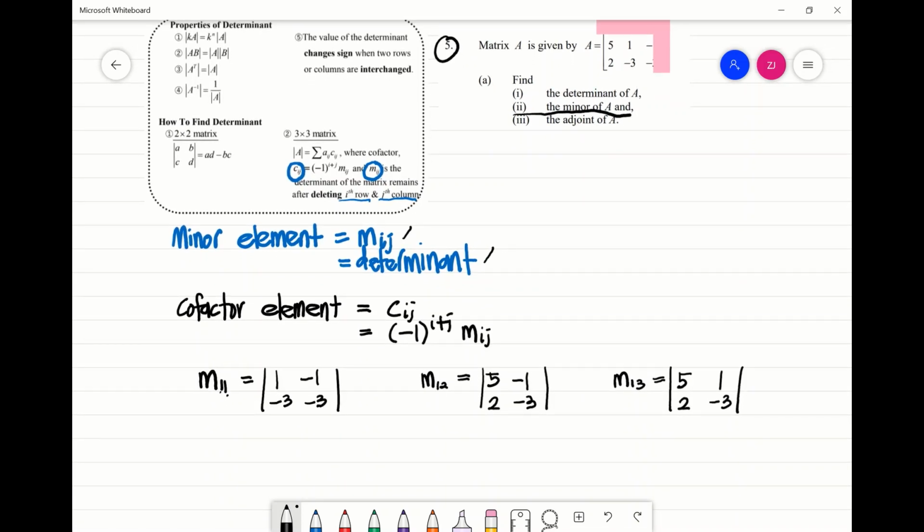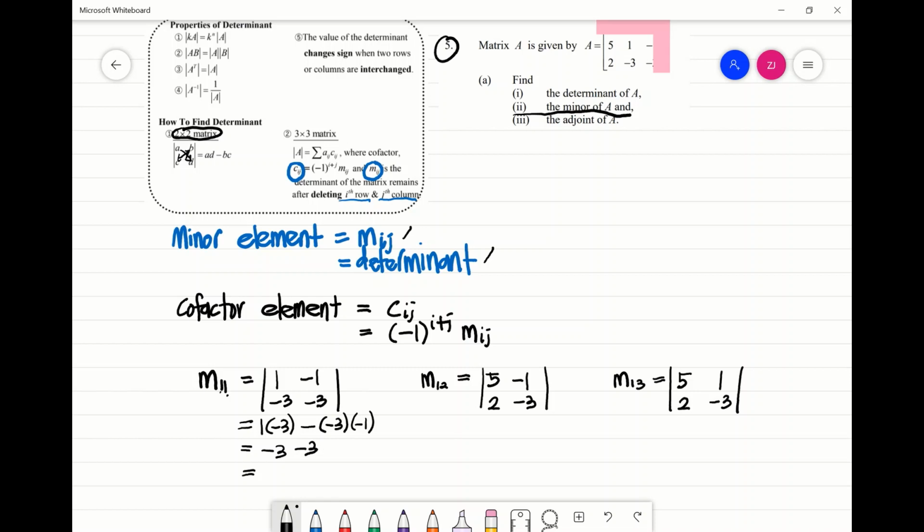Please bear in mind that the minor elements here are all determinants, so we are going to find the determinant. The determinant of a 2 by 2 matrix is the subtraction of the product of the major diagonal elements with the other diagonal. So we have A multiply D minus B multiply C. So for M11 we have 1 times -3 minus -3 times -1, so we have -3 minus 3.